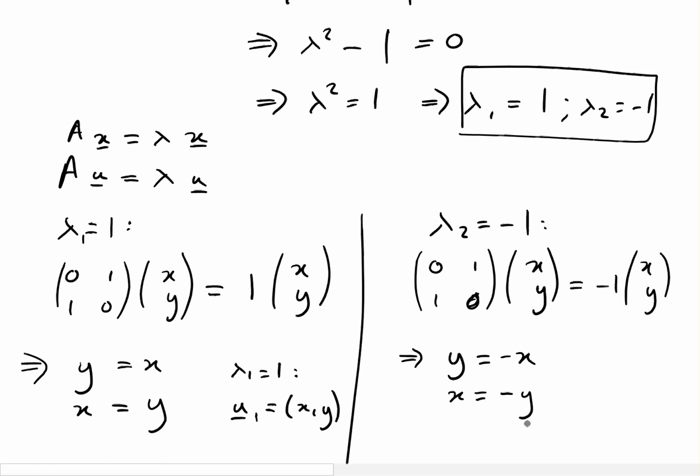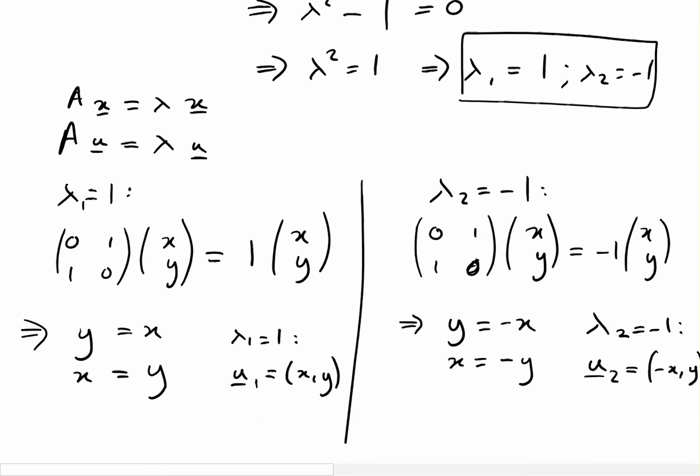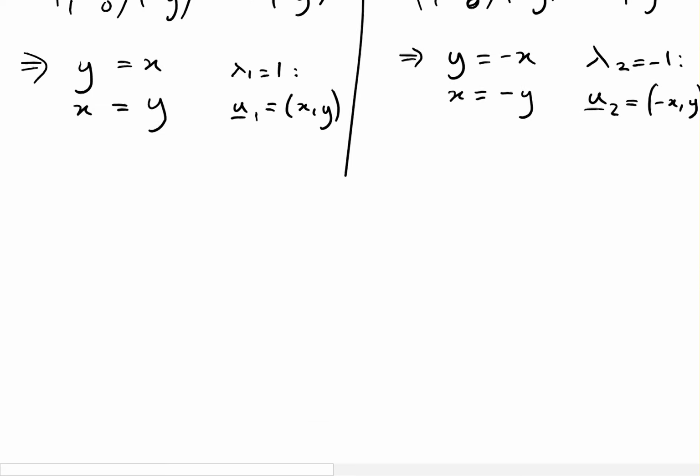So I can choose any value. Okay, you can see these are exactly the same thing. So I'm going to choose the first one. I'm going to end up with lambda 2 equals negative 1. So when my eigenvalue is negative 1, my eigenvector is going to be, one of them, (negative x, y).